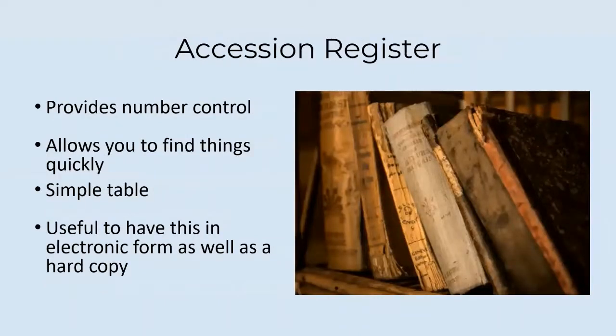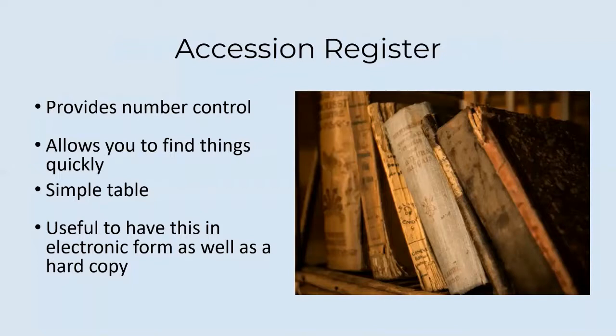The accession register. An accession register is an official record of each group of materials in an accession. It can be used to collate the information from individual accession forms. It provides number control, so you can see at a glance the reference numbers of each accession and track them. It can be a simple table created on a spreadsheet or in a bound notebook or ledger. It is useful to have it in both formats.